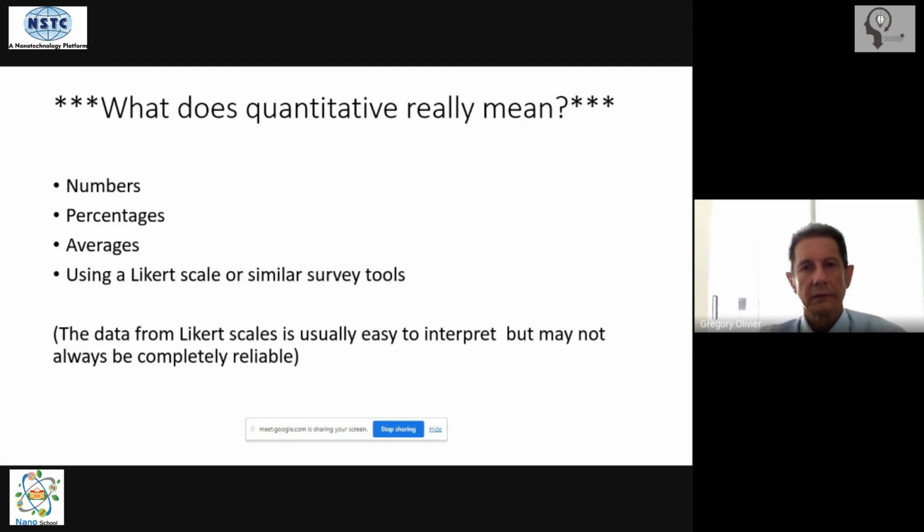Basically, how well does your instrument measure what it is supposed to measure? And there are different mathematical and statistical tests to examine that, to test that.